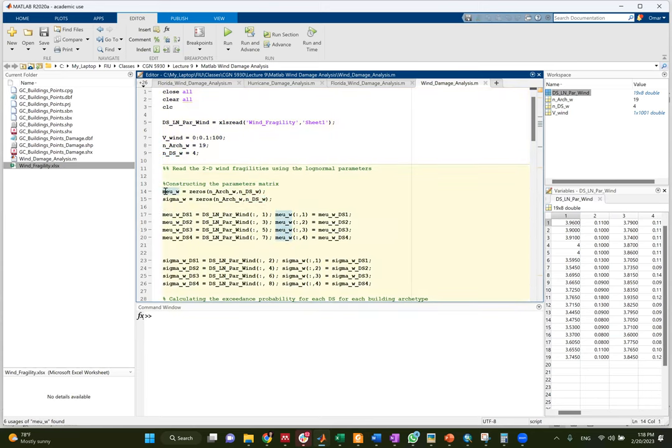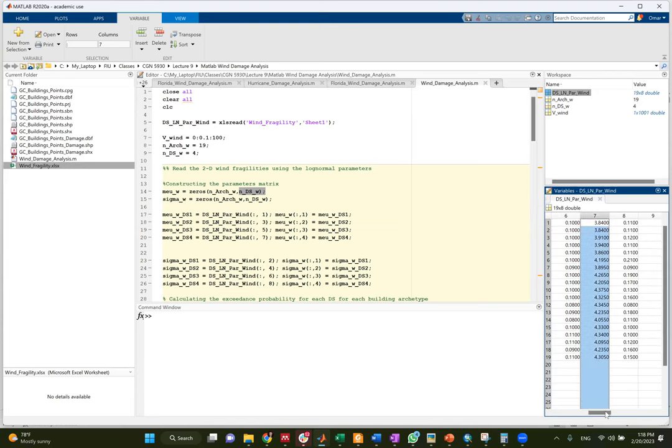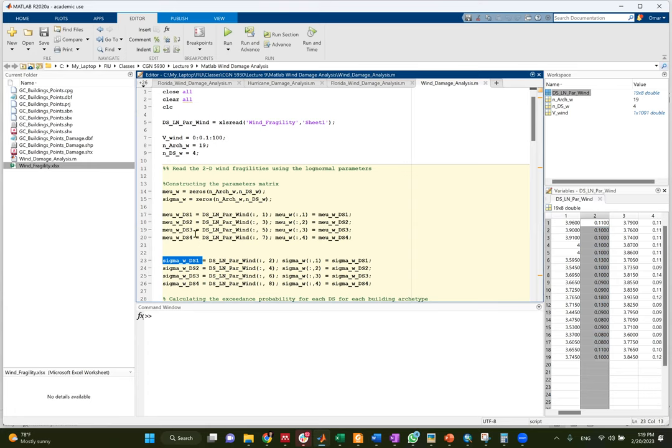I want to separate the mus, the means, and the sigmas from this table. So I created a table with a number of rows equal to the number of archetypes and a number of columns equal to the damage states. Then I put all the means. Columns one, three, five, and seven are the means for damage states one, two, three, and four. Same thing for sigma: I put columns two, four, six, and eight as the sigmas, so that I can separate the mean from the sigma.